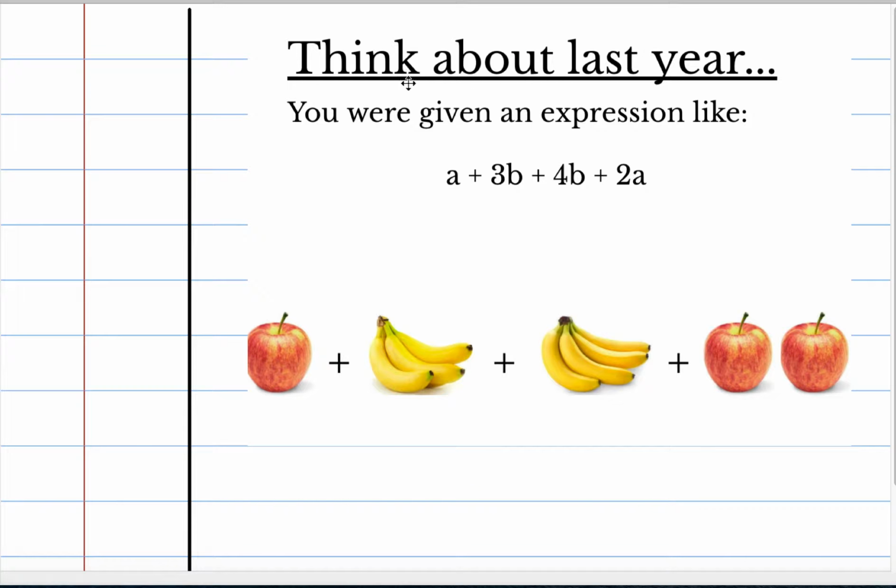So let's think about last year. You don't have to write in this. You were given an expression like a plus 3b plus 4b plus 2a. So it's like an a, an apple, plus 2 apples obviously would get us 3 apples. And then we have 1, 2, 3, 4, 5, 6, 7 bananas. So this expression would get simplified to 3a plus 7b.